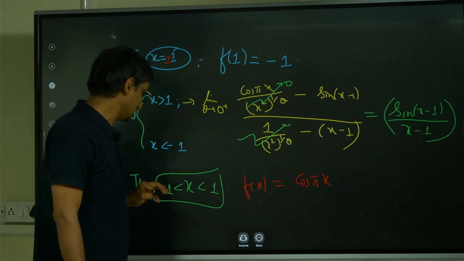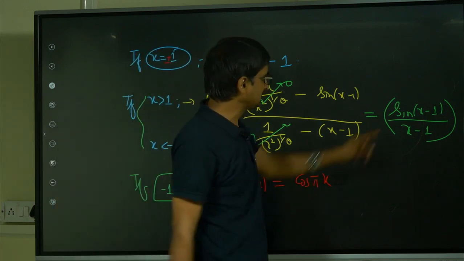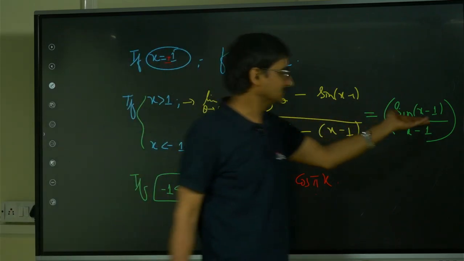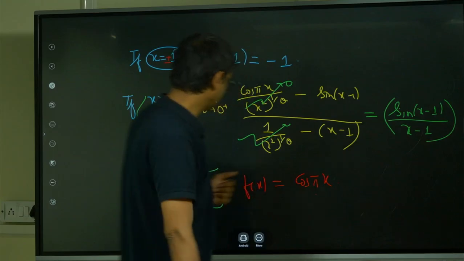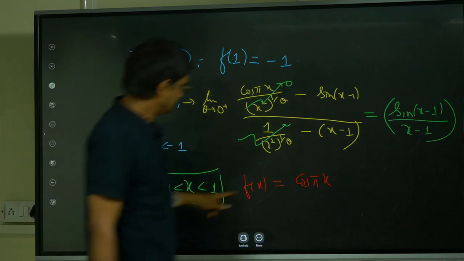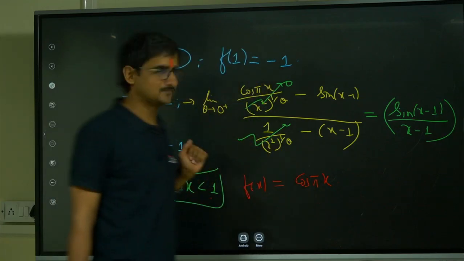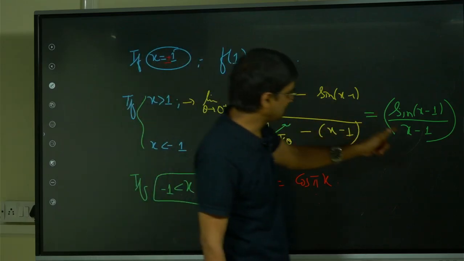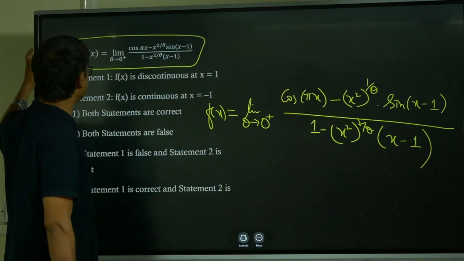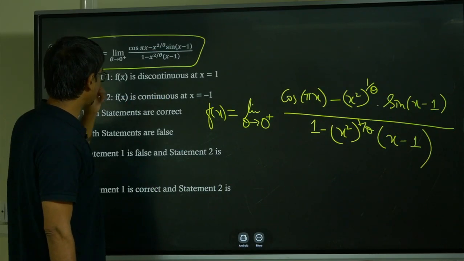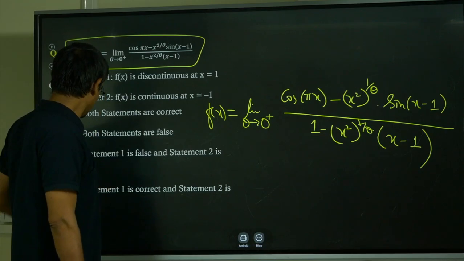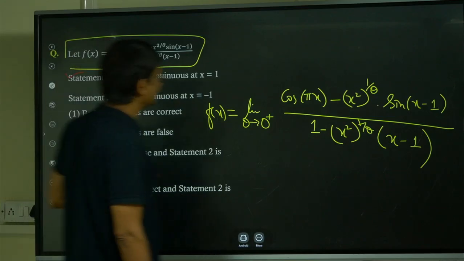At minus 1 this is nothing but minus 1, but at minus 1 this will give us some value, like sine 2 by 2, which won't match. Now coming to 1, on the left side of 1, the approaching value is minus 1. On the right side of 1, the approaching value is 1, and at 1 the value is minus 1, so it is discontinuous at both the points. So yes, it's discontinuous at x equal to 1. So statement 1 is correct and 2 is false.